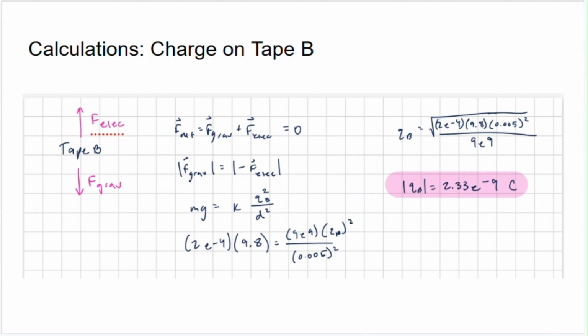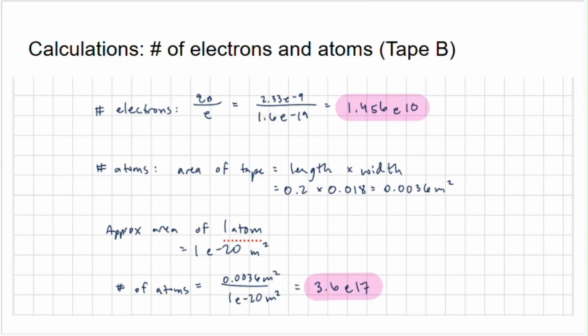Then for the calculations, this first one is the charge on tape B. The equation that we used was the net force is equal to the force of gravity plus the force of the electric field, and that was all equal to 0. So we found that the magnitude of the force of gravity is equal to the negative electric field force. Then we substituted in our equations from the previous slides, and then substituted in our numbers, and we got that the charge of the B tape was 2.33 times 10 to the negative 9 coulombs.